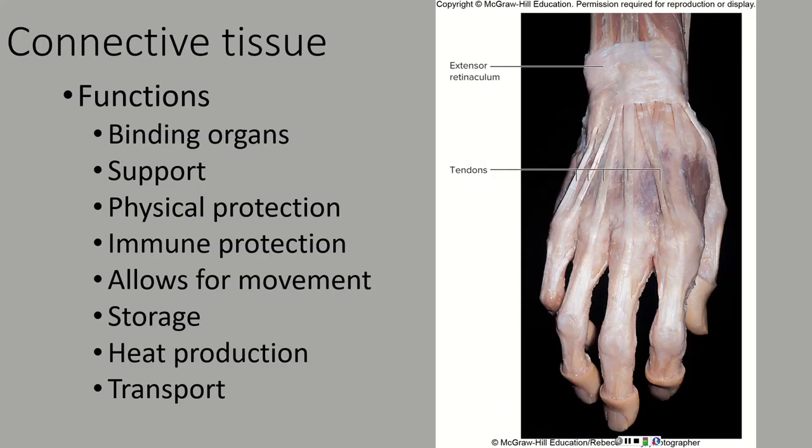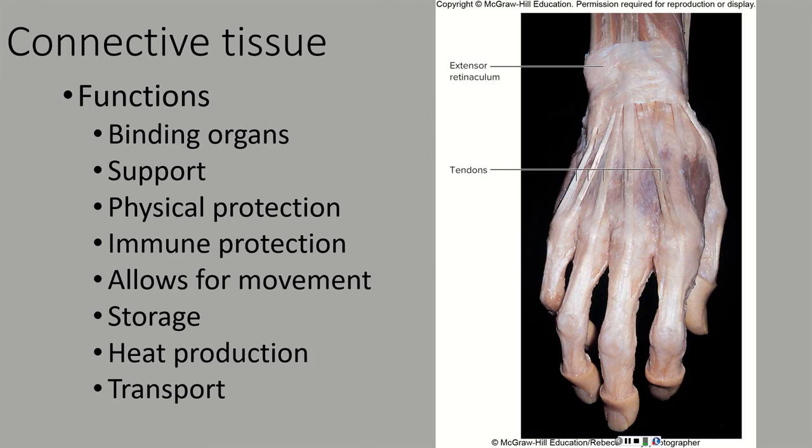Connective tissue has a lot of functions, more than pretty much any other tissue. For example, first, it binds organs. So it helps surround organs and kind of give them shape and hold them together. Remember, it's just underneath the epithelial tissue. It also holds organs in place. Organs in our abdominal cavity, for example, are held in place by some connective tissue.